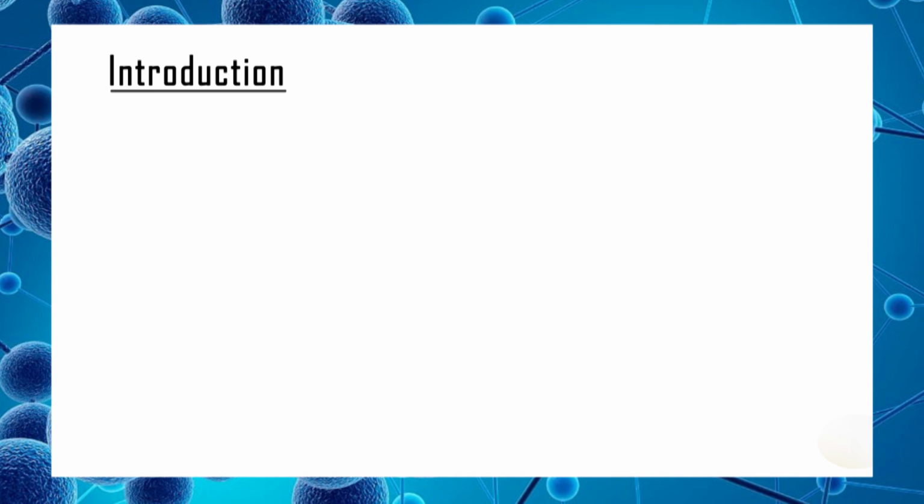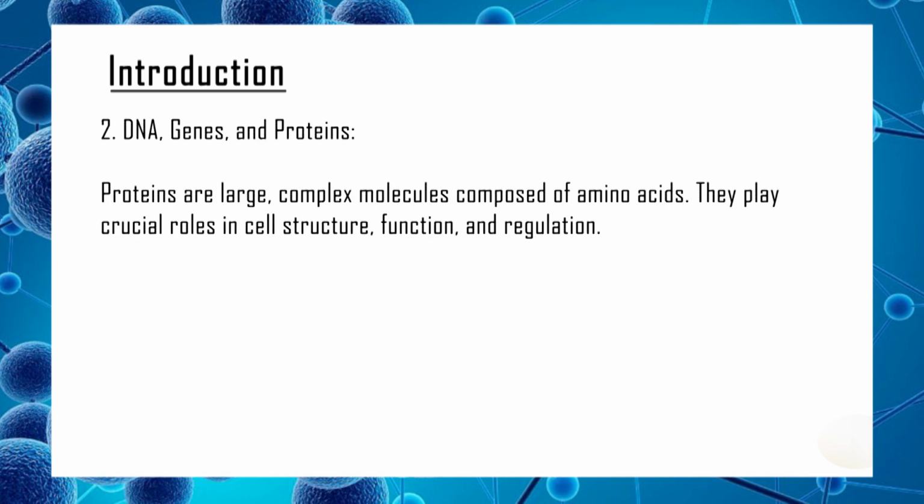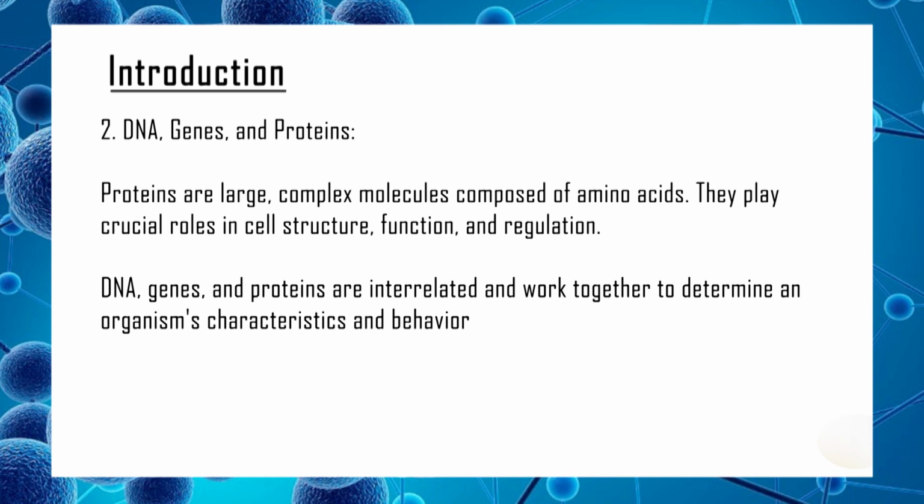Proteins are large, complex molecules composed of amino acids. They play a crucial role in cell structure, function, and regulation, while genes provide the code or template for the synthesis of proteins through a process called protein synthesis or gene expression. This process involves transcription, where the genetic information from DNA is transcribed into a molecule called messenger RNA, and translation, where the mRNA is used as a template to assemble the amino acids into a specific protein.